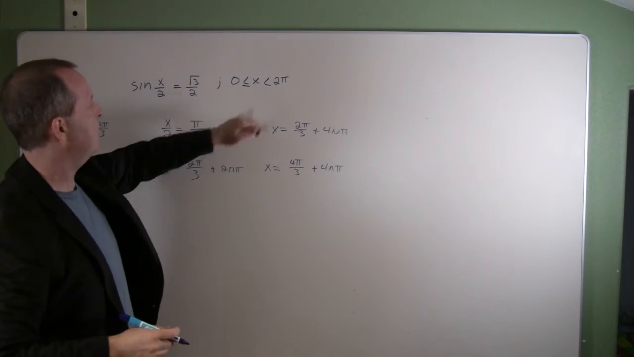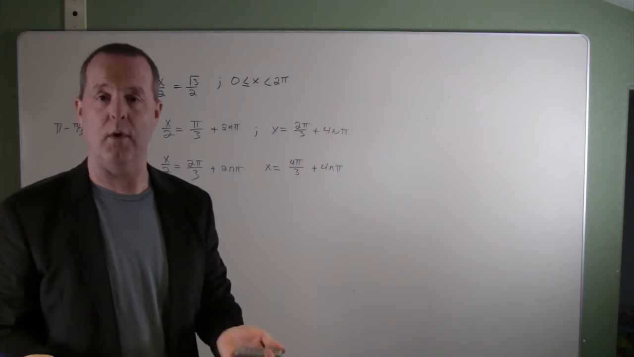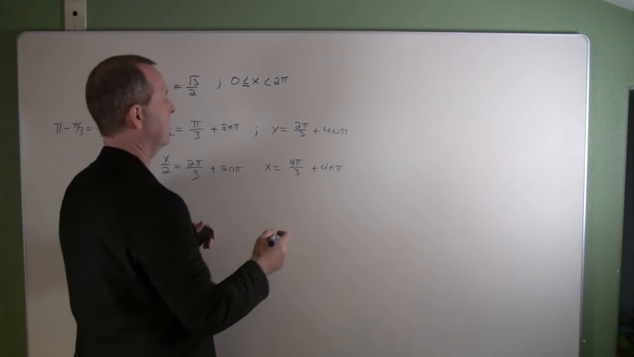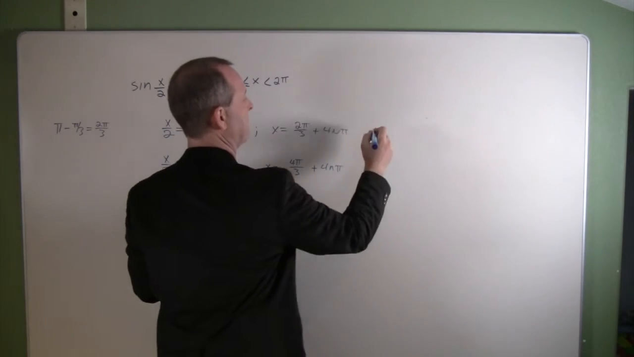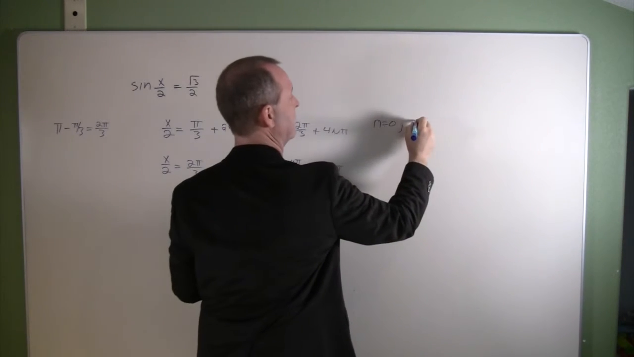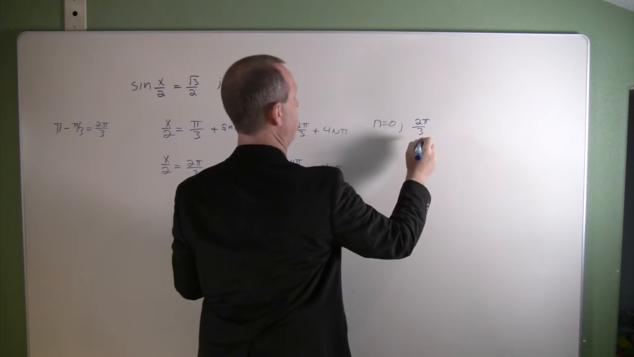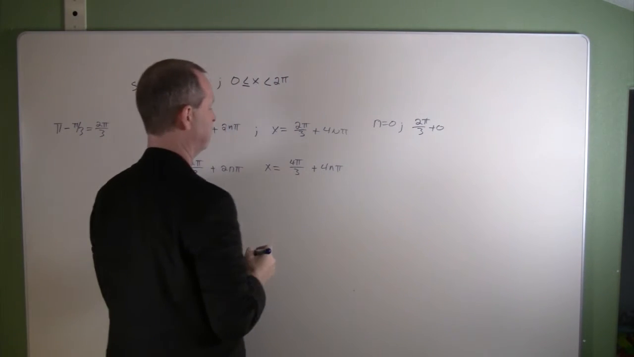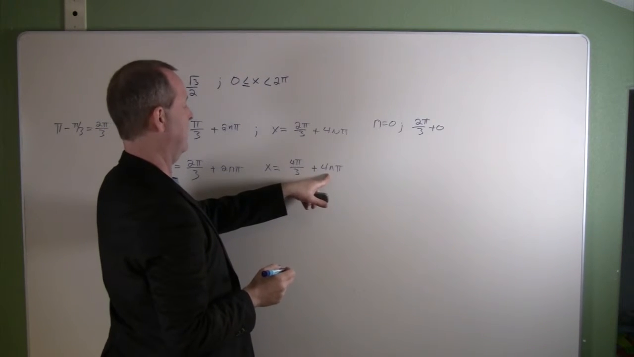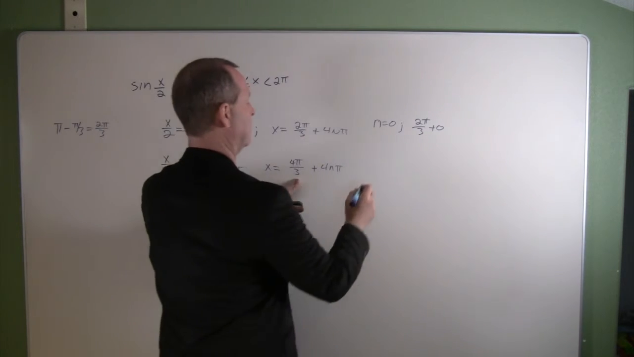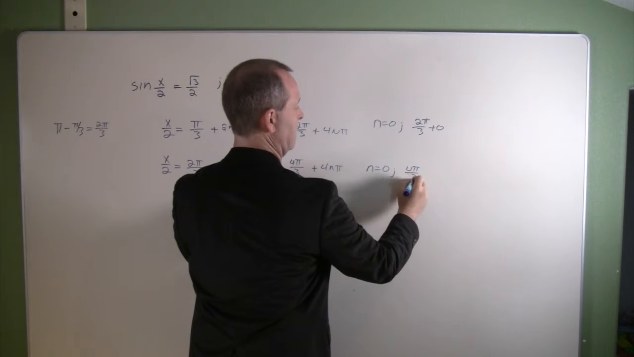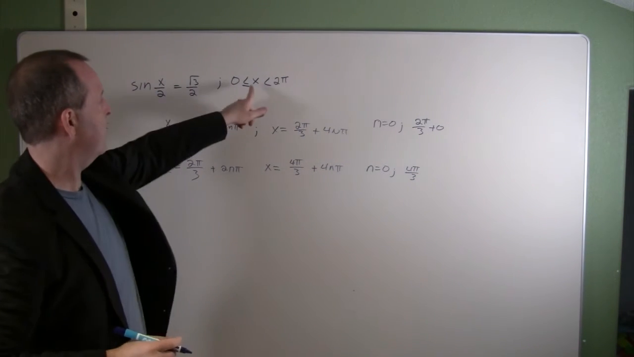I am narrowed down between 0 and 2 pi, so let's figure out what are all the solutions within that period. Let's start with n equals 0. If n equals 0, I'm left with 2 pi over 3 plus 0. Down here, if n equals 0, that goes away, and I have 4 pi over 3. Both of those solutions are within this range.